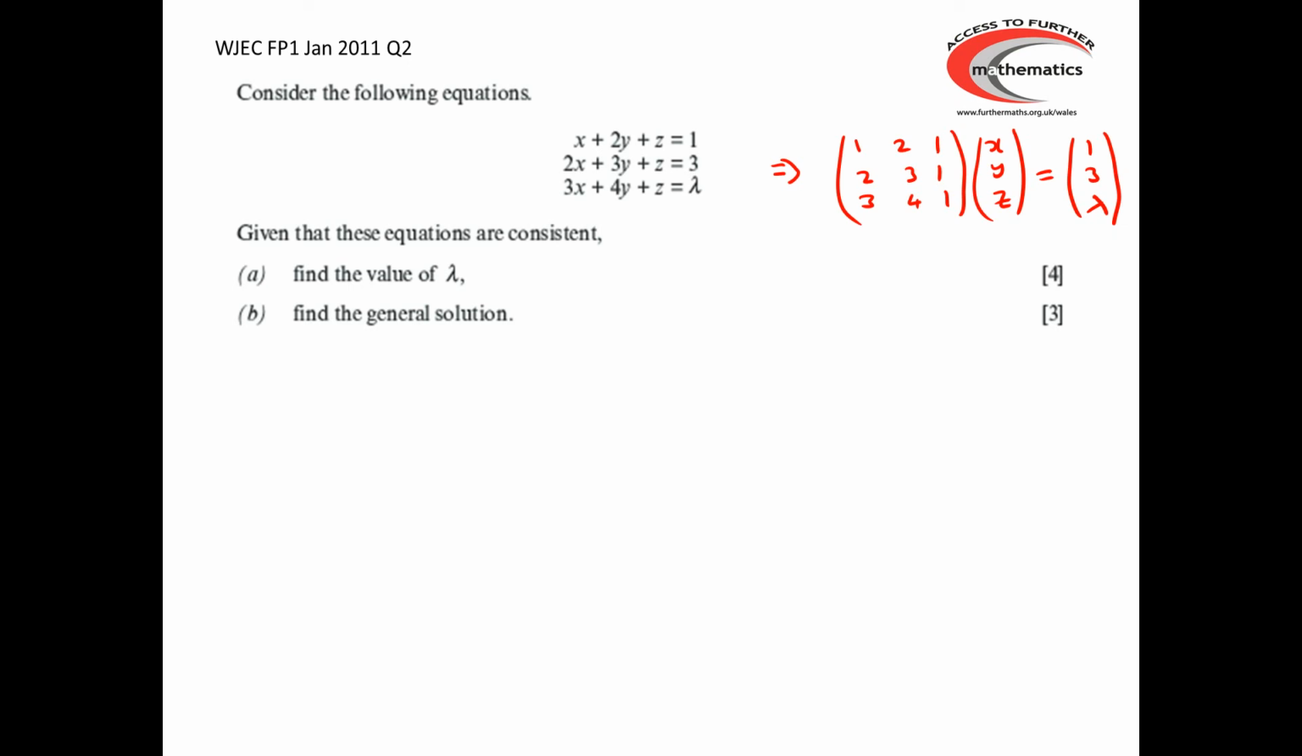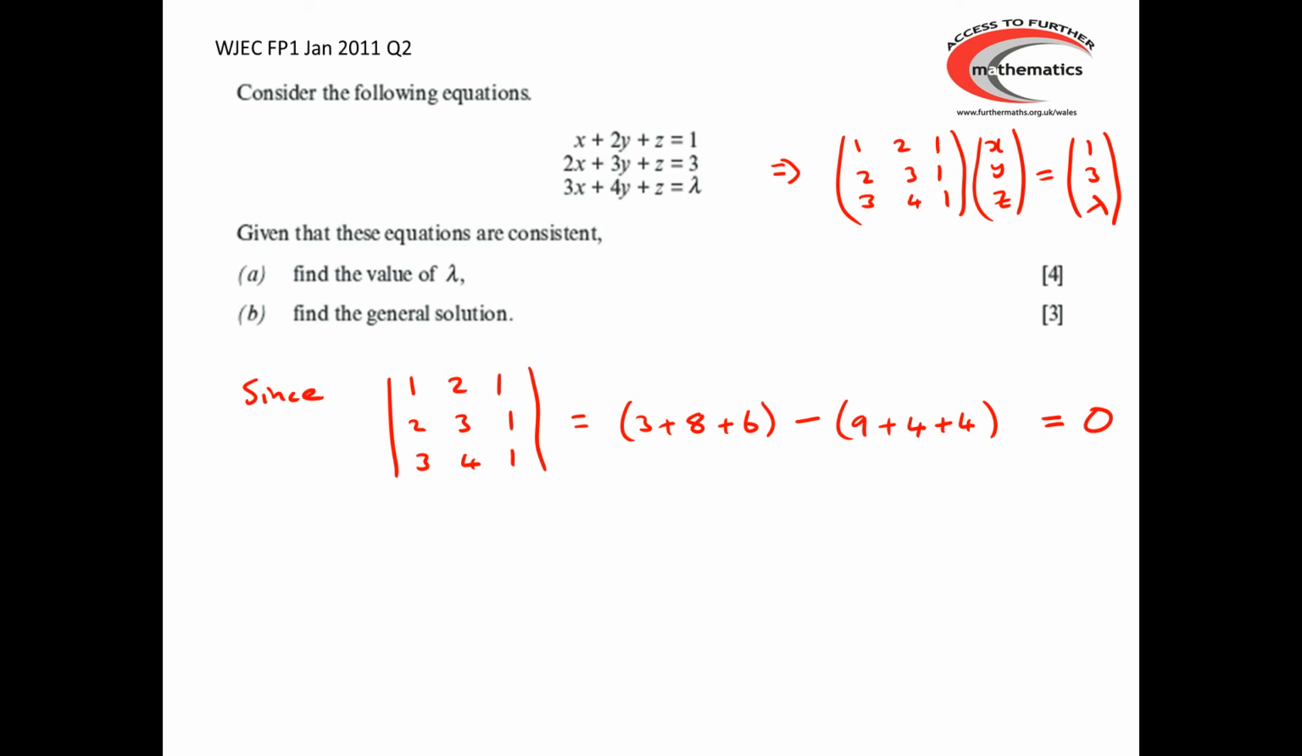If we write the equations in matrix form, we see that the matrix that we need to be looking at is the matrix 1, 2, 1, 2, 3, 1, 3, 4, 1. If we work out the determinant of this matrix, we'll see that it is actually equal to 0, which means that the matrix does not have an inverse. It means that we're in one of these situations where the equations may have lots and lots of solutions, or it may have no solutions at all.